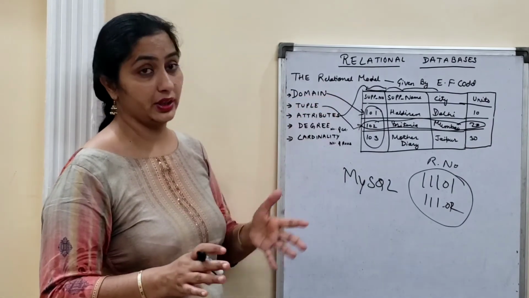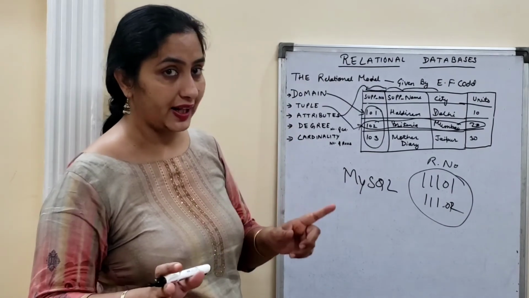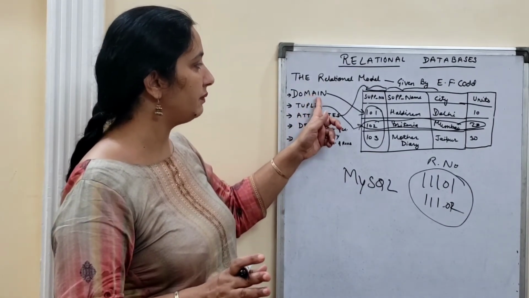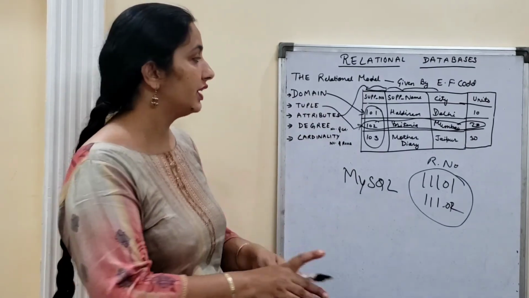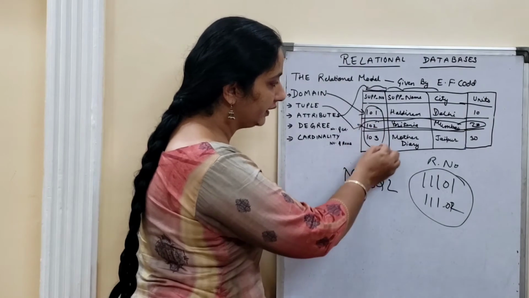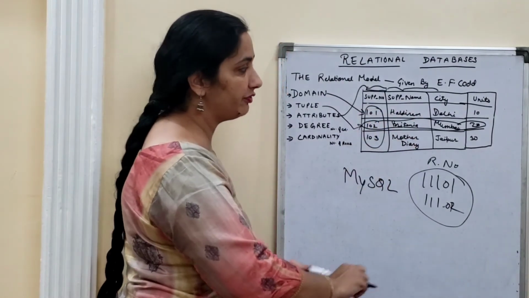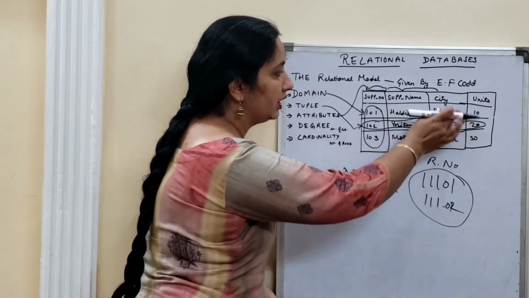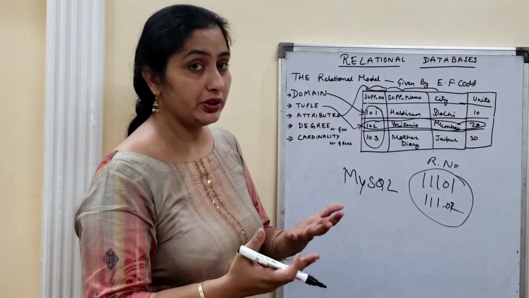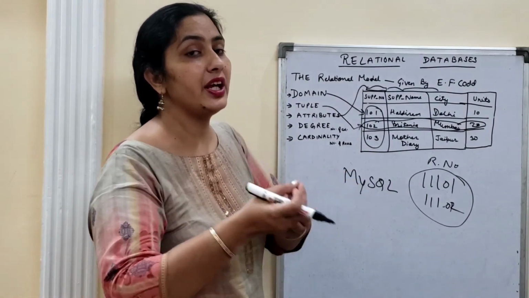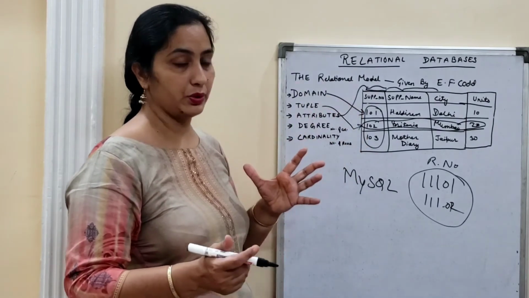First one is the domain. Don't get confused with the domain name like www. It is not that. In DBMS, domain means a set of values or a pool of values. This whole, these are the pool of values. Each and every individual data item stored in your data is a pool of values for the computer.